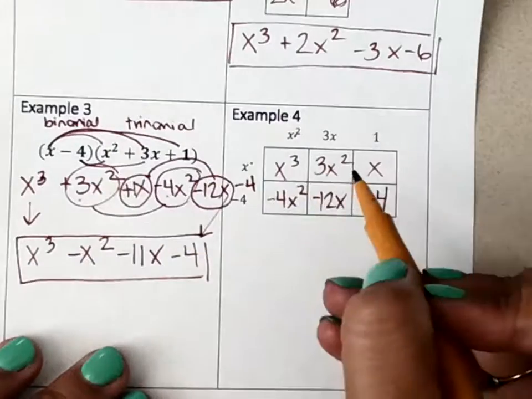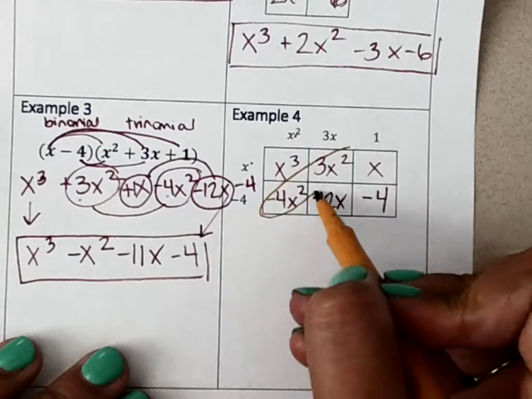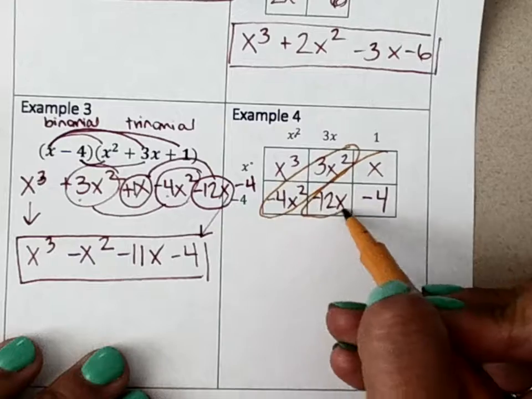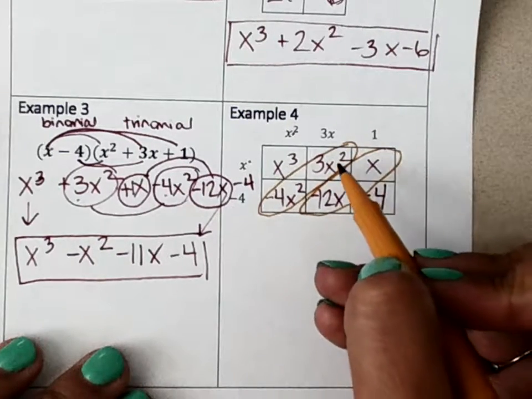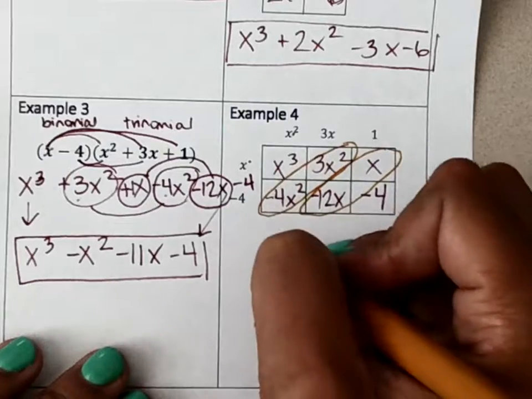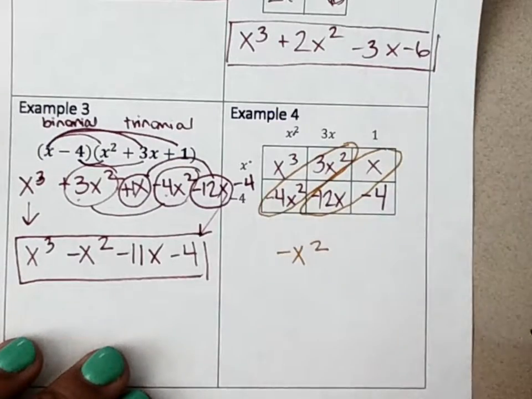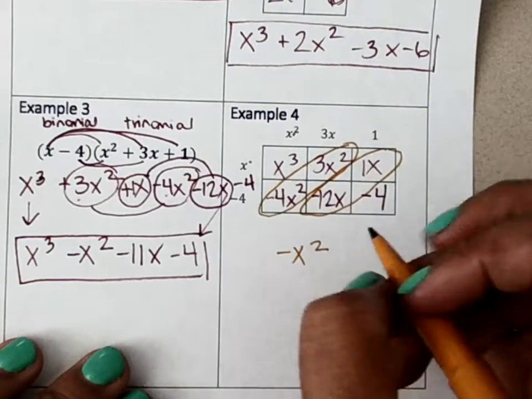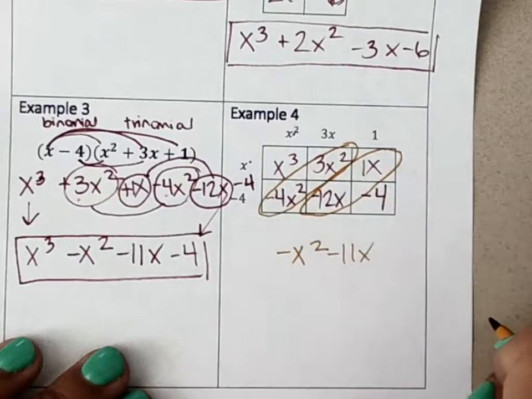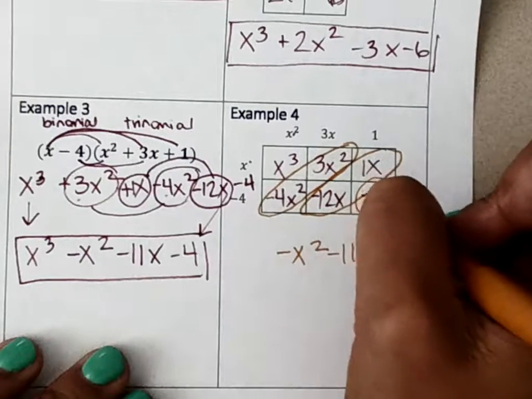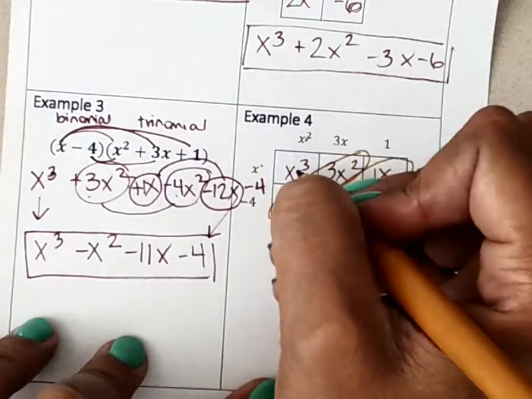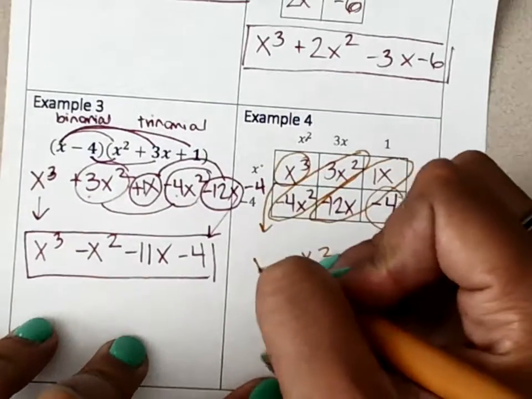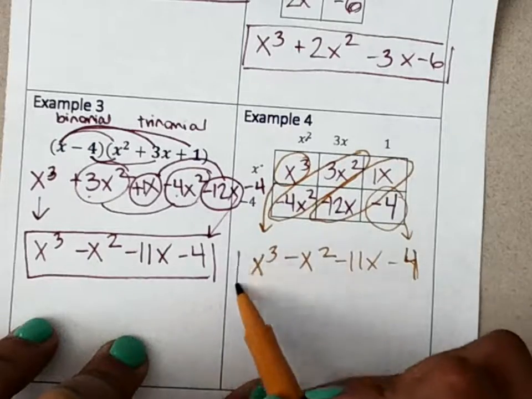Here you're going to notice that we have our like terms diagonal from one another, which kind of helps to organize this a little bit. We know that 3x squared take away 4x squared is negative x squared. We know that 1x take away 12x is negative 11x. And again, we just bring down our negative 4. We bring down our x cubed, and that is our final answer.